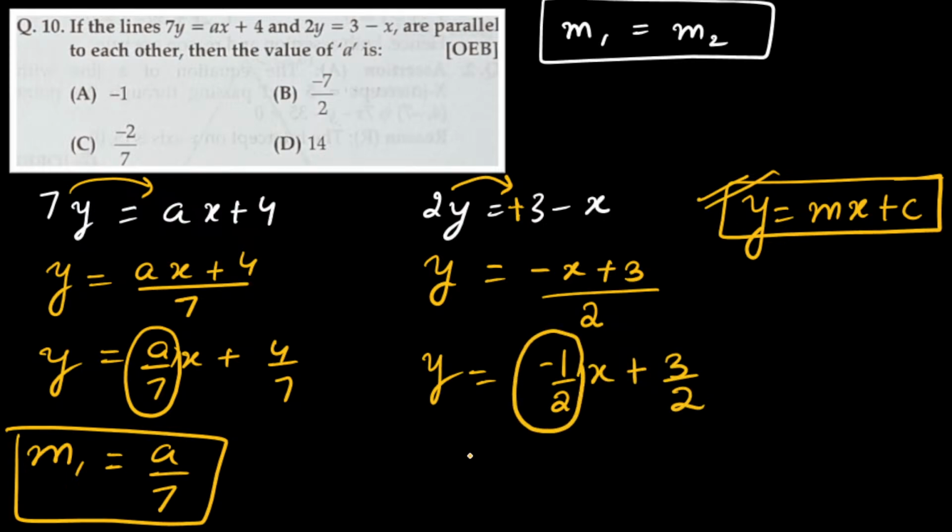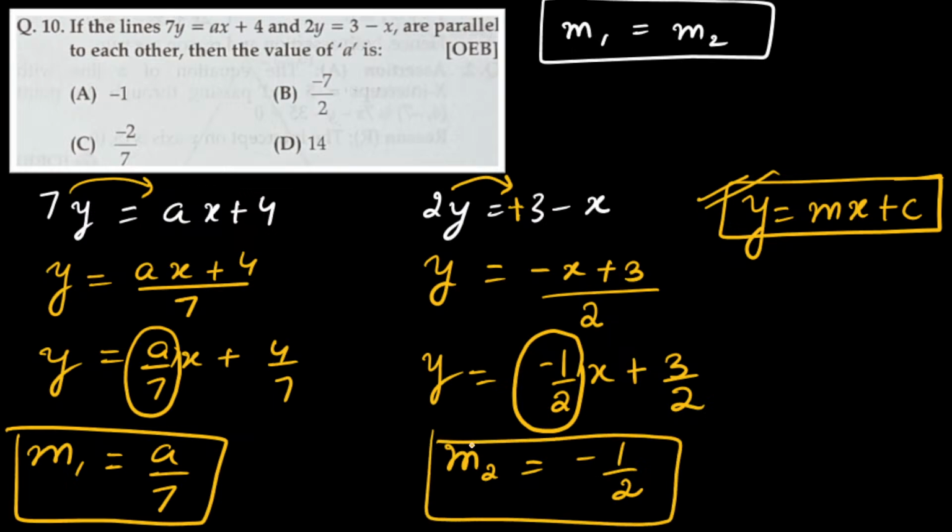So here the slope of this line, which I'll write as m2, is equal to minus 1 by 2. So m2 is equal to minus 1 by 2. See, the number which is written with x, the coefficient of x, is the slope. So both the slopes I have found. Now both the lines are parallel to each other. So since the lines are parallel, their slopes are equal. We'll make use of this concept.